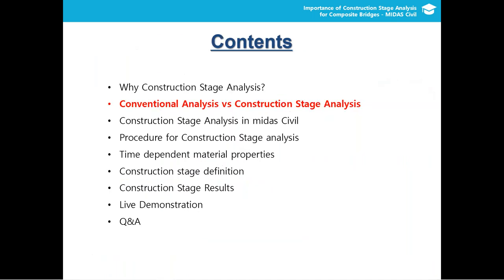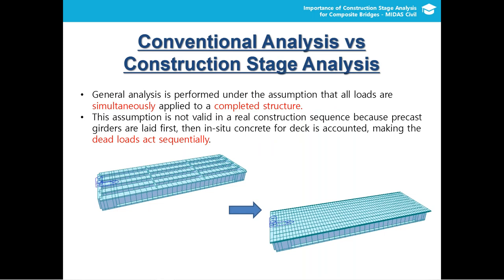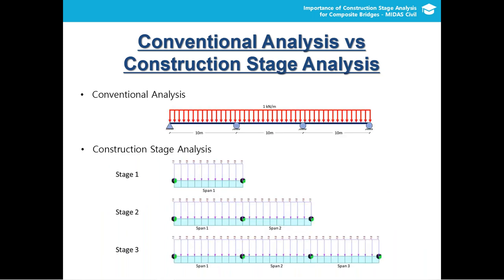Now, let's take a look at some of the differences between the conventional analysis and the construction stage analysis. Conventional analysis is basically run under the assumption that all the loads are simultaneously added to a completed structure. Whereas we know that in reality, a construction process is sequential and loads are added to the structure as segments are being constructed. In case of a precast girder, first our girder is placed, then the diaphragms are cast, and after that the deck is cast. So it is with the course of time and separately, not at once.